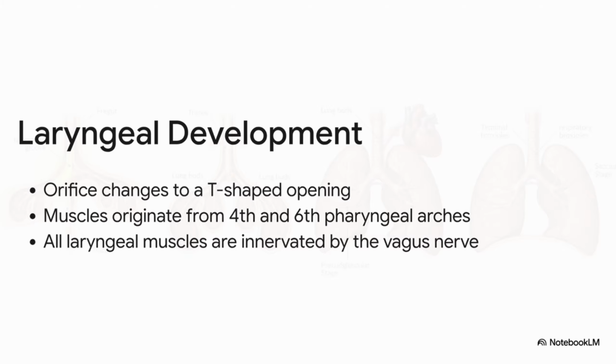But honestly, the incredibly testable facts here are the mesenchyme and neurological origins. Remember how we talked about the splanchnic mesoderm earlier? Well, the musculature and cartilages of the larynx specifically derive from the mesenchyme of the 4th and 6th pharyngeal arches. And because of that exact embryological origin, all of the laryngeal muscles are innervated by the cranial nerve that's associated with those specific arches, which is, of course, the vagus nerve.